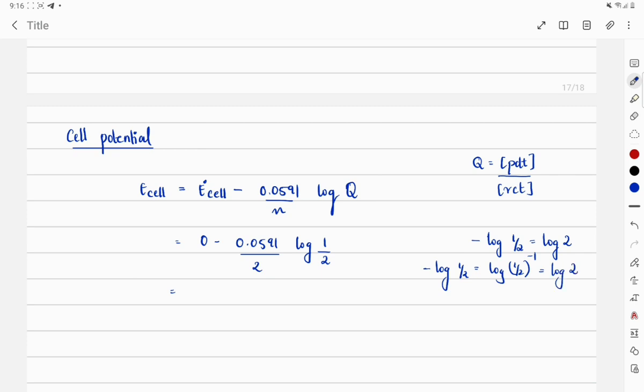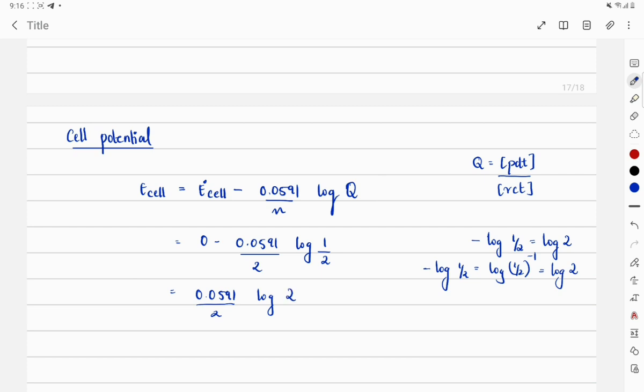This is a common mathematics you might be knowing already. I just said it for those who have any confusion there. So instead of minus log half, I'll put log 2. So it will be 0.0591 divided by 2 into log 2. To find the exact answer, you can just calculate this one.